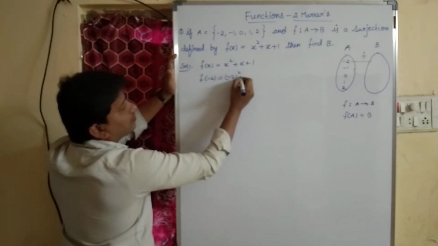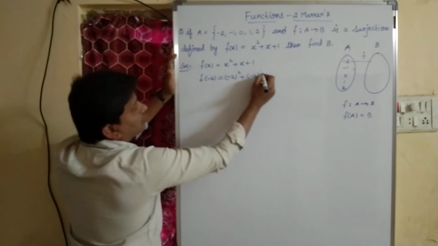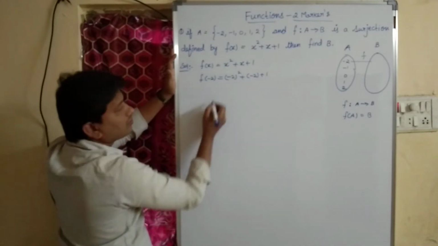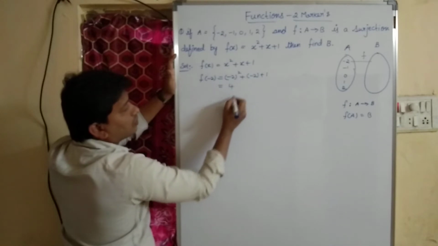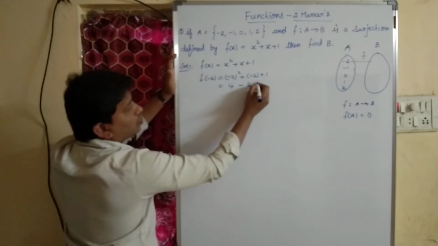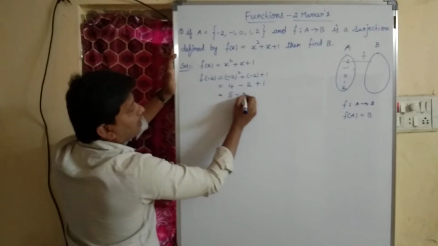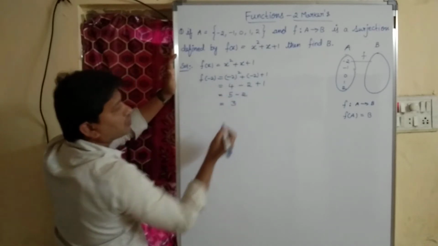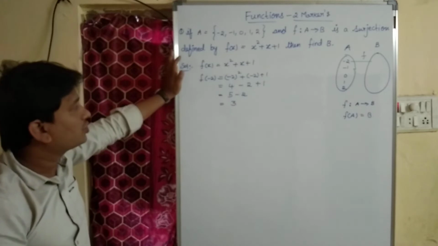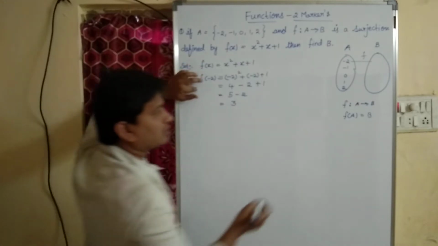(-2) whole square plus (-2) plus 1. (-2) whole square means 4, minus 2 plus 1. 4 plus 1 is 5, minus 2. So what is 5 minus 2, children? 3, right? So f(-2) value, how much? 3.